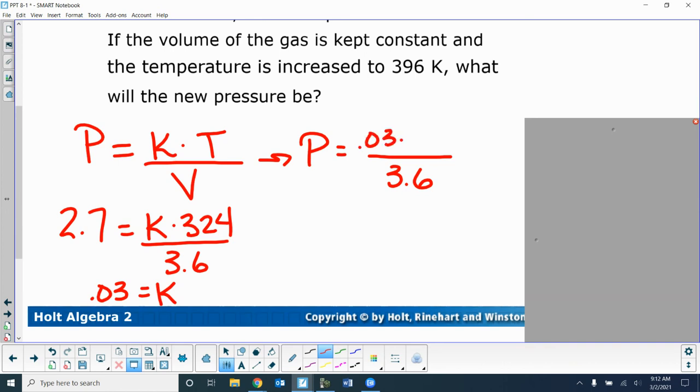And what's the new temperature? Now I just do that. 0.03 times 396 divided by 3.6. And you get 3.3. Okay? Questions on that? Any part of it? Did it make sense to you? If it makes sense, that's good. All right?